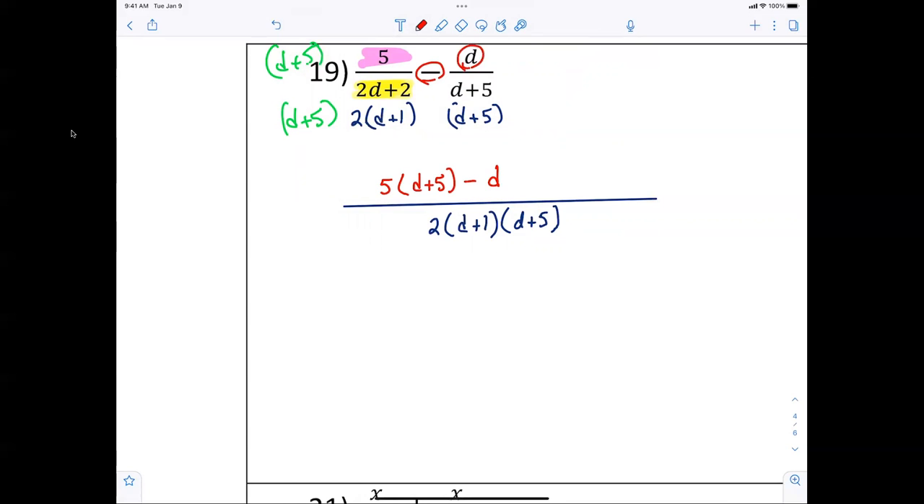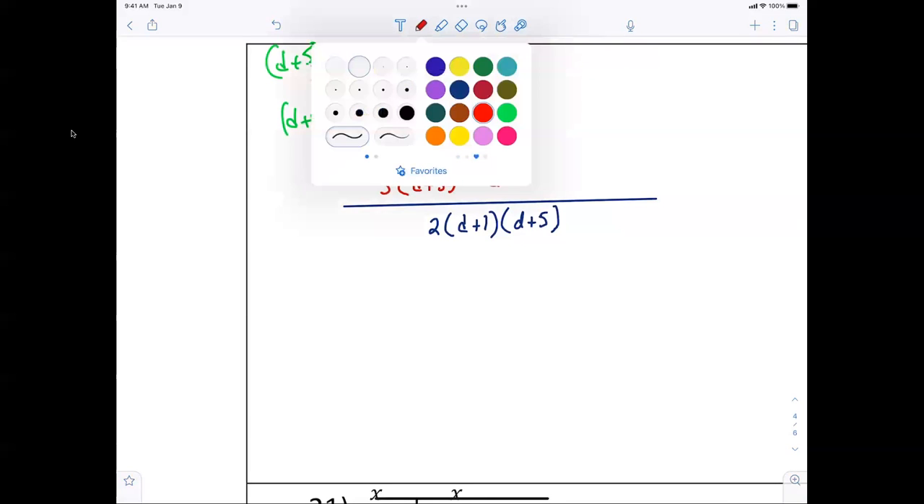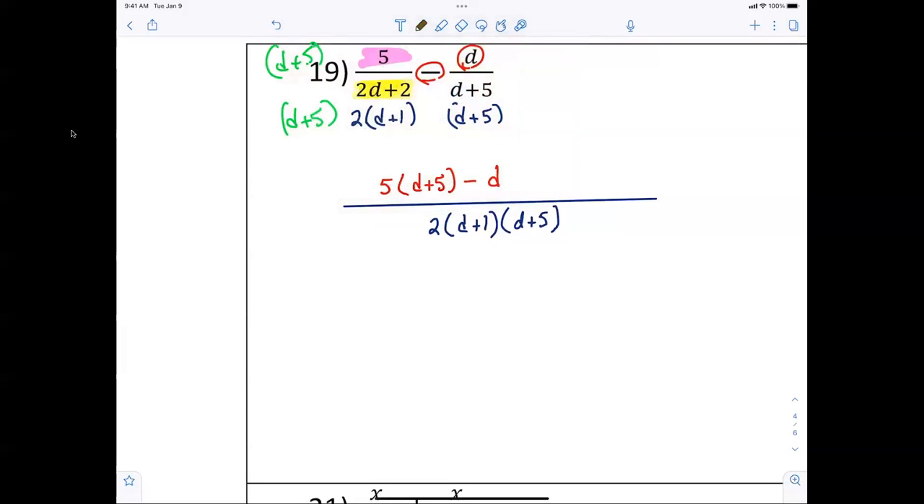Now, what's missing in the second fraction? 2d plus 2. That's correct. Well, I'm better thinking 2 parentheses d plus 1. Yeah, 2 parentheses d plus 1. So it's going to be 2 parentheses d plus 1. Everybody write that down.